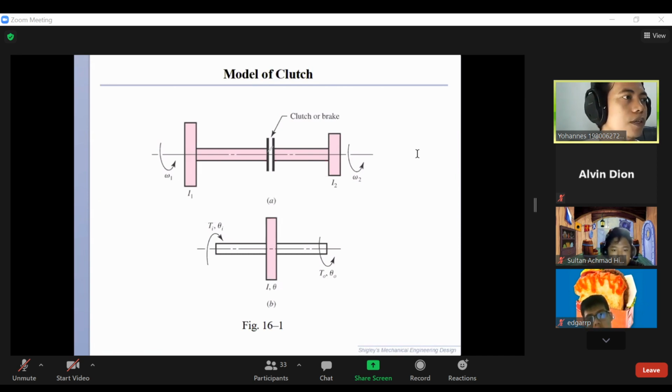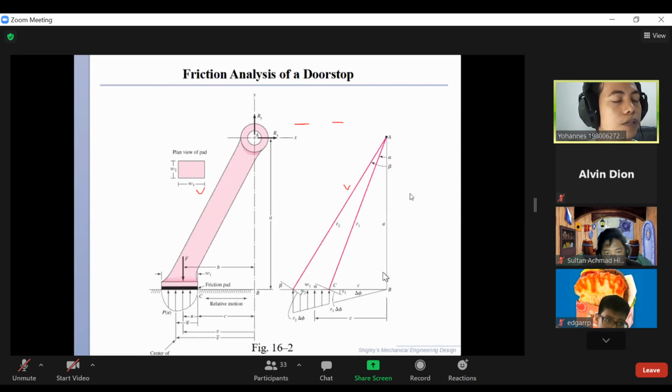Okay, so here, as we discussed previously, clutch and brake are used to stop or transmit the motion from one component to the other component. And we can make use of friction here. But coupling is permanent. So coupling is permanent. We just skip this because we already discussed it.